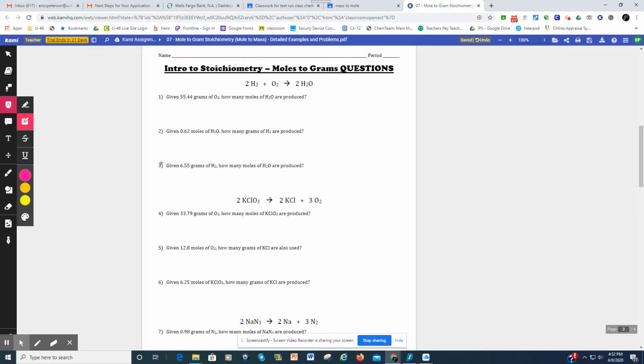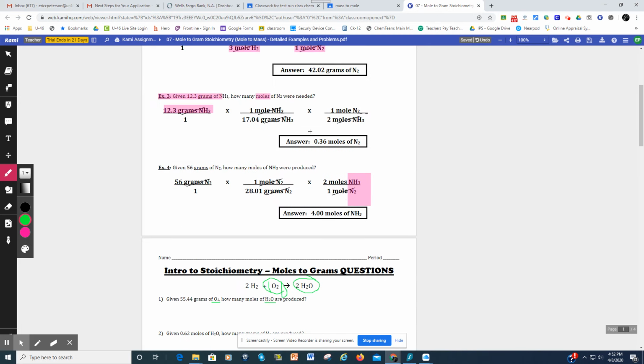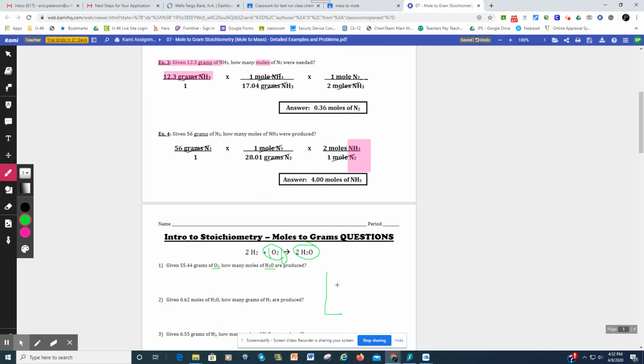Okay, so here's your worksheet. This equation will apply to the first 3 questions. Make sure you pay attention. This one says O2 and water. So we're talking about O2 and water. We want those two. So you're going to have a 1 somewhere and a 2. Refer to the first page. It says grams into moles. So this is going to be like example 3.